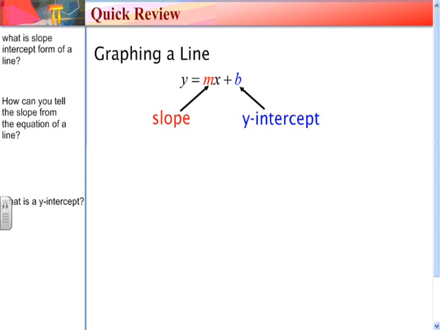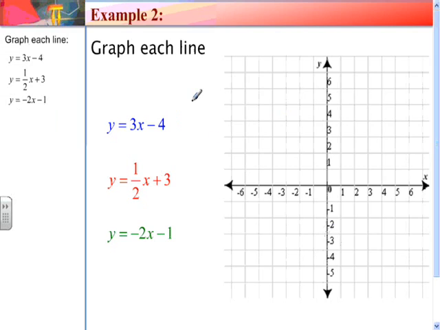All right, so let's practice a little bit of graphing. Let's graph each of these lines: y equals 3x minus 4, 1/2 x plus 3, and negative 2x minus 1. And again, write all of those equations over here on the left. Now what I'm going to do is use a different color to graph each of these lines. And in your notes, I'd like you to do the same thing so you can really tell which equation goes with which line. And if you can't do that, then just draw 3 separate graphs and label each of the 3 separate graphs with their correct equation.